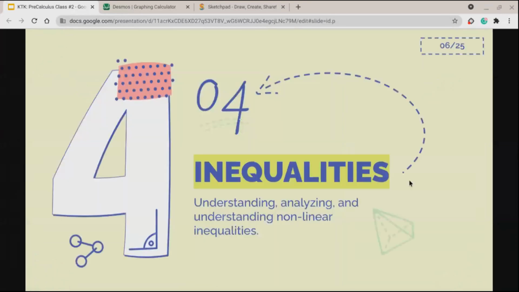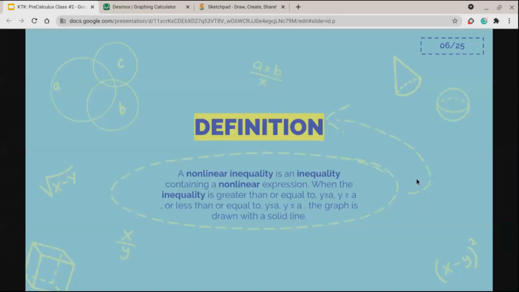All right, I don't see any questions, which means we can continue on to inequalities: understanding, analyzing, and solving nonlinear inequalities. A nonlinear inequality is an inequality containing a nonlinear expression. When the inequality is greater than or equal to, or less than or equal to, the graph is drawn with a solid line. If it's just greater than or less than, then it's drawn with a dotted line, like we see.